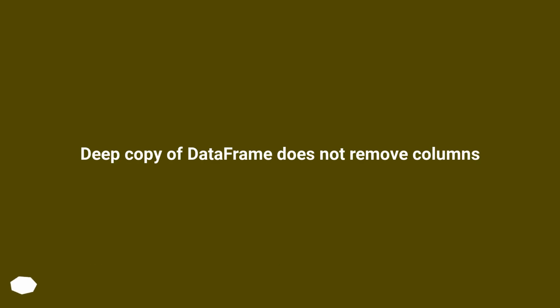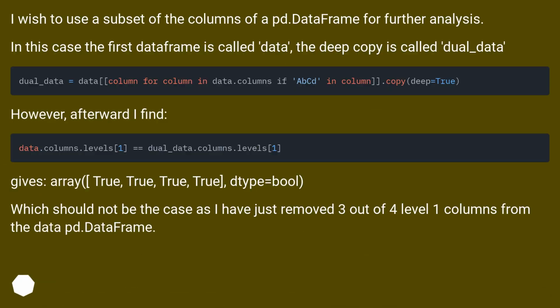Deep copy of DataFrame does not remove columns. I wish to use a subset of the columns of a pd.DataFrame for further analysis. In this case, the first DataFrame is called data, the deep copy is called dual_data.